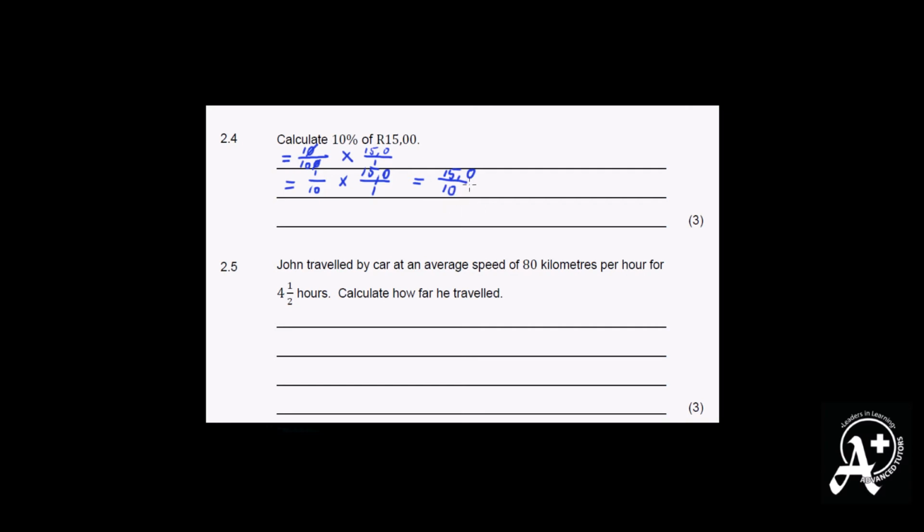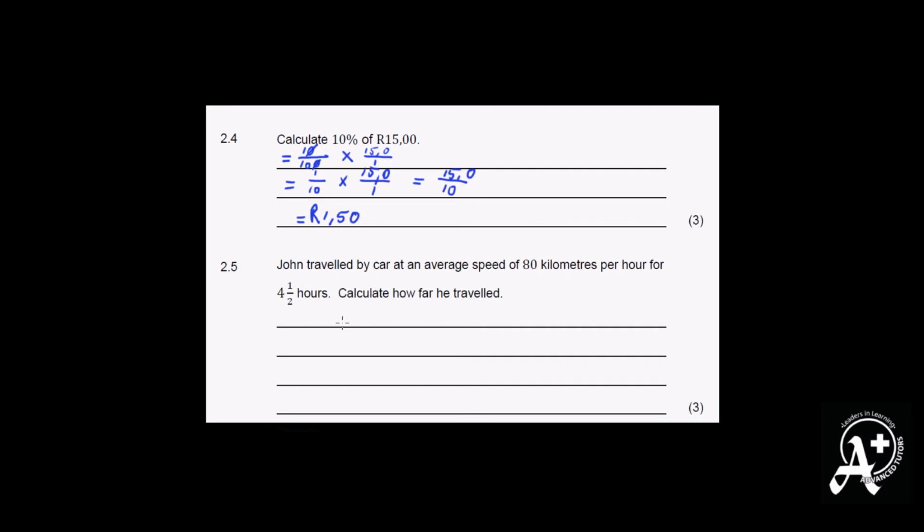And remember what we said in one of our earlier problems. We said anything over 10 is the same as just saying divide by 10, and we can then shift our comma to the left by 1 space. So 15,0 divided by 10 is the same as saying 1,5. And remember, we're working in Rand, so 10% of 15 Rand is simply 1 Rand and 50 cents. 1,5 Rand. The 0 there at the end doesn't really matter, but since we're working in cents, let's put it in.